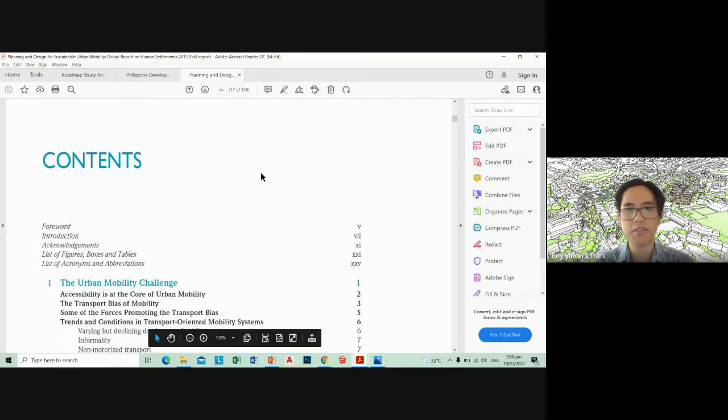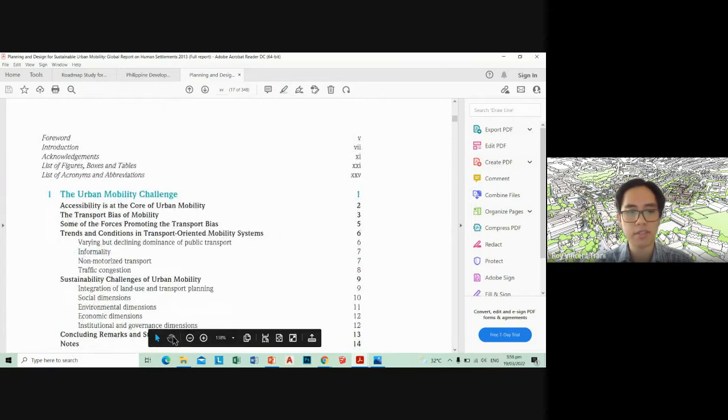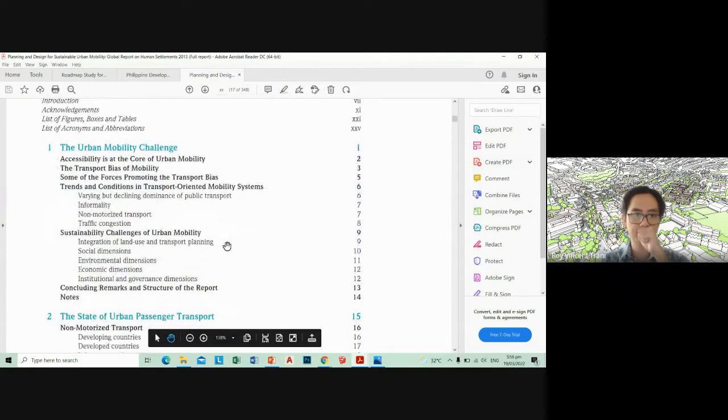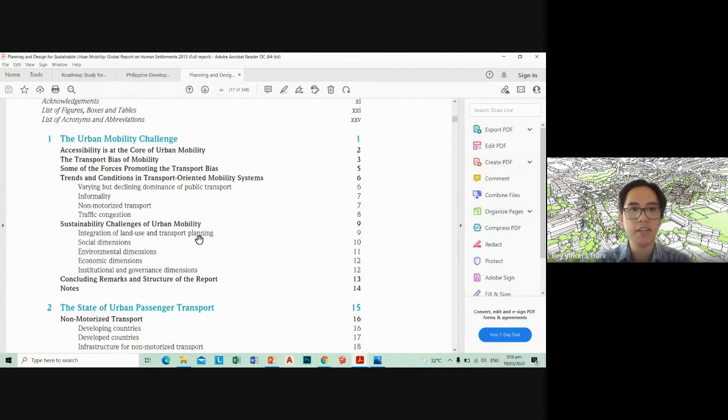I can also share this with you if you want. It's a 348-page document. I think this was published in the middle 2000s, like 2013, 2015, something like that. So accessibility is a key factor here.